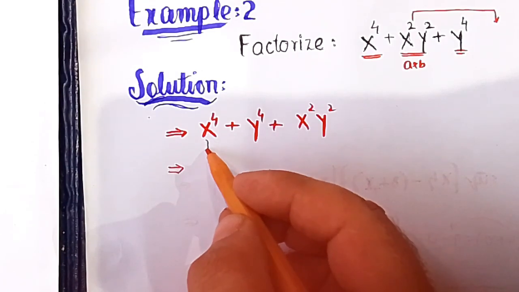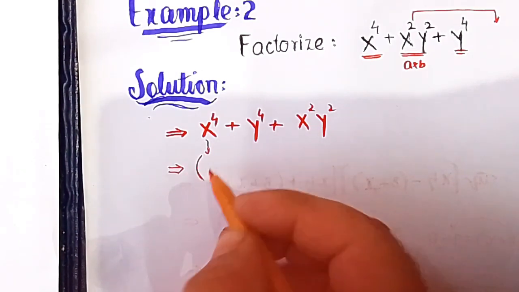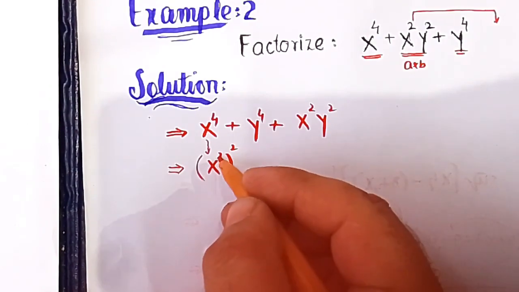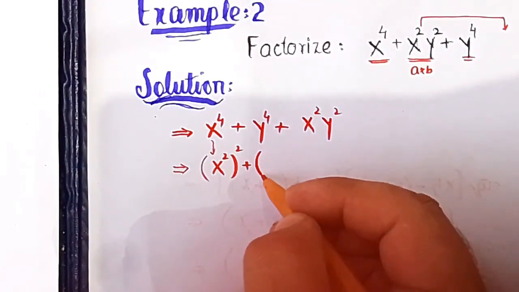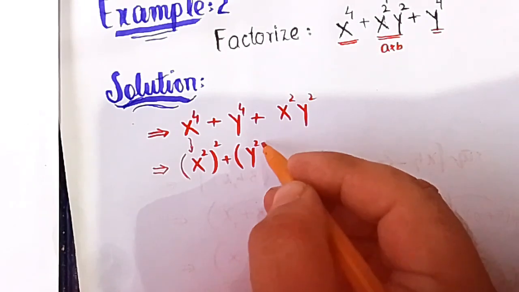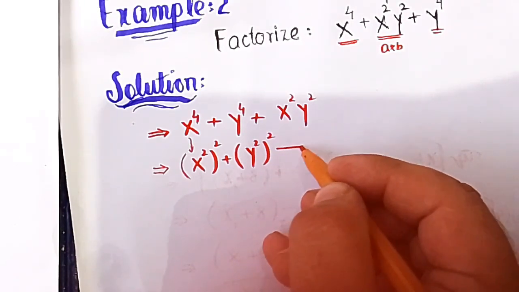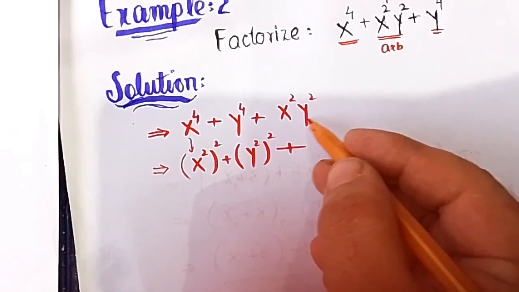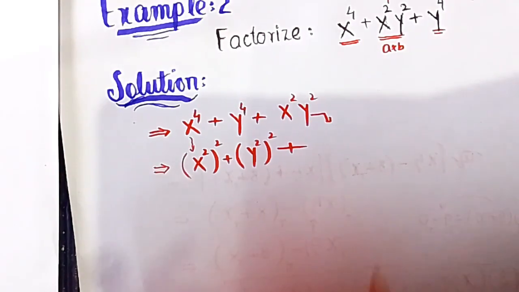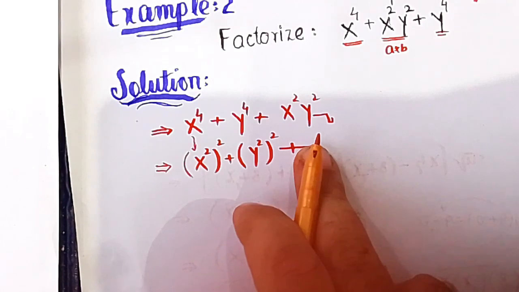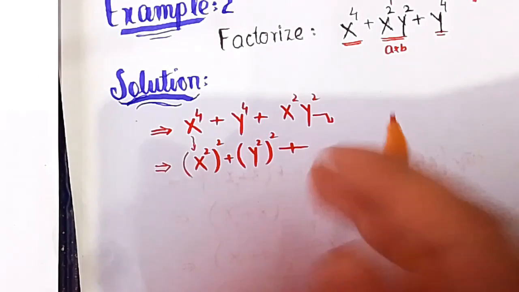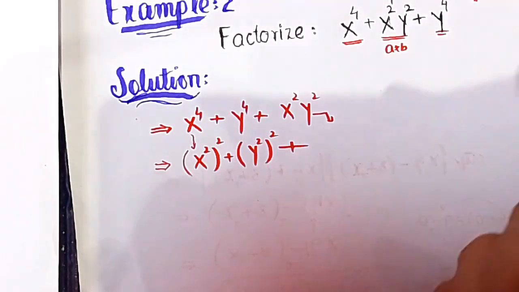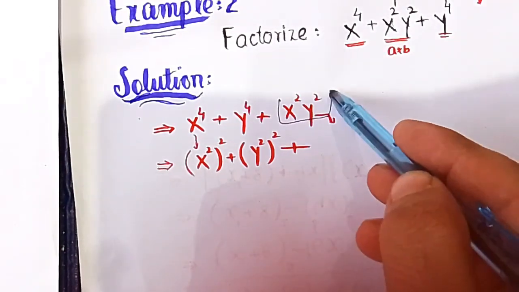I will write this in perfect square form, like this is a square of x square, and this term is a square of y square, and it is an extra term. So for a time we ignore this term x square into y square. This term will be ignored.